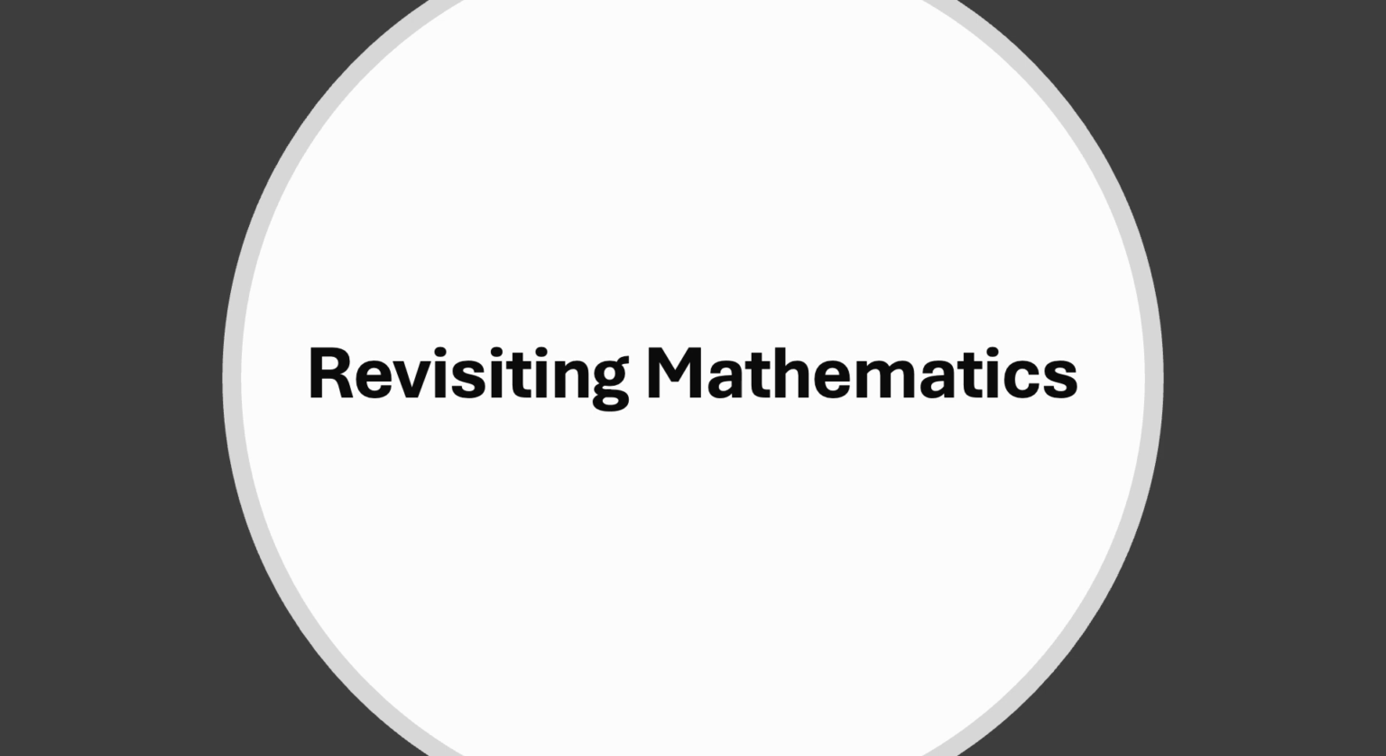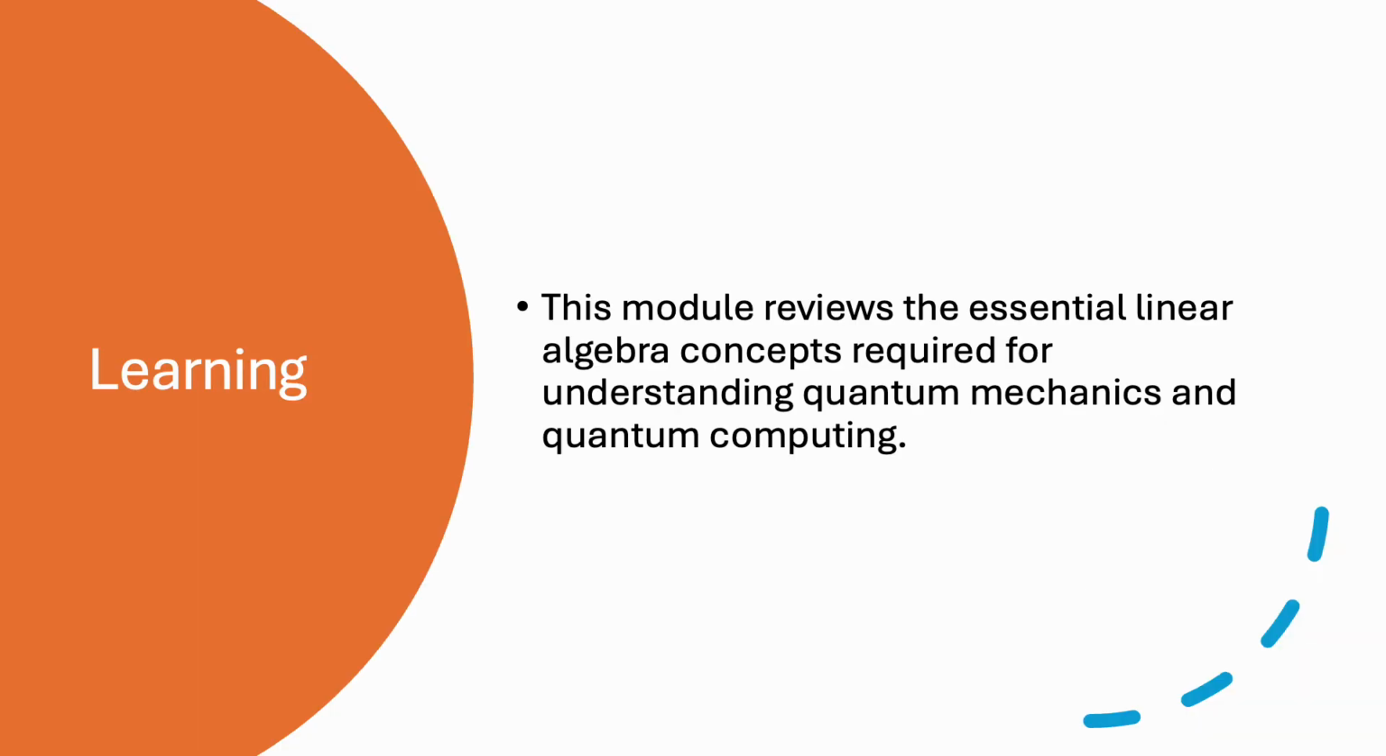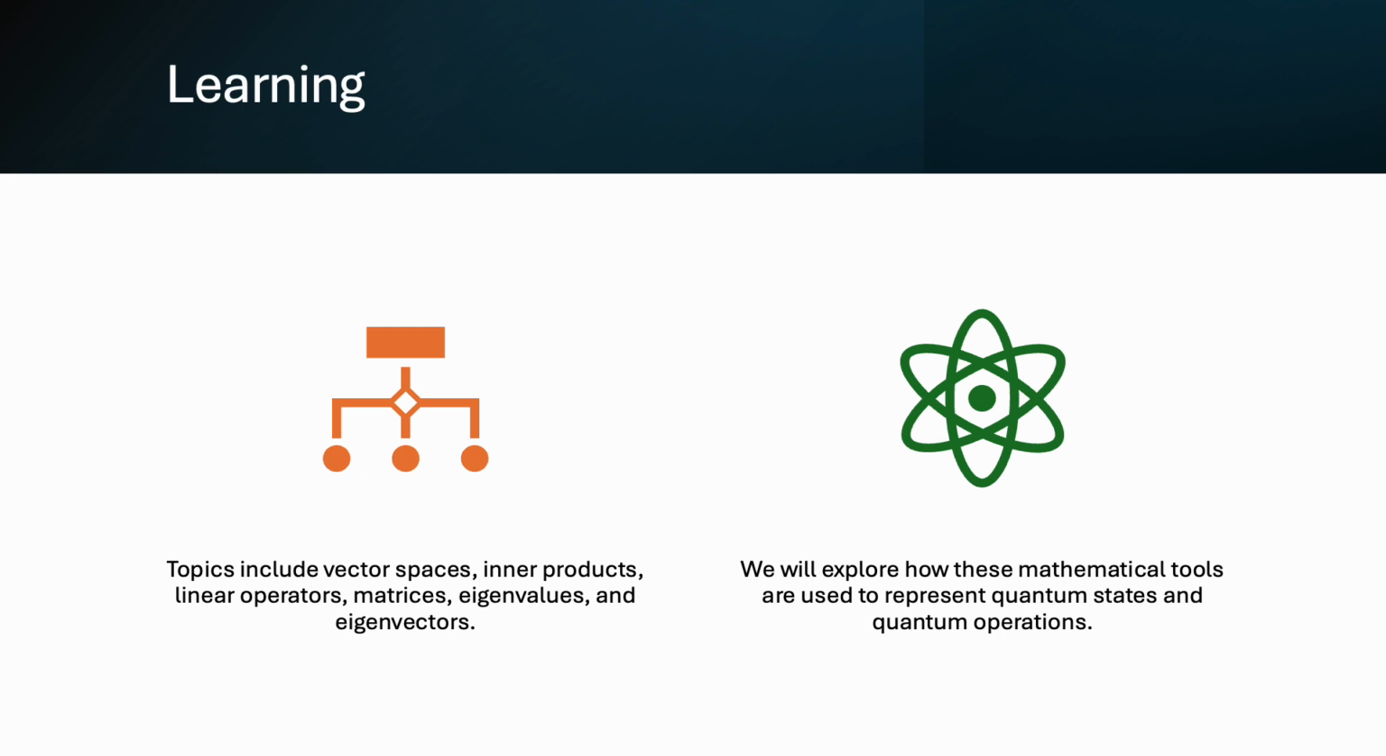So let's dive in. This module reviews the essential linear algebra concepts required for understanding quantum mechanics and quantum computing. Topics include vector spaces, inner products, linear operators, matrices, eigenvalues, and eigenvectors. We will explore how these mathematical tools are used to represent quantum states and quantum operations. We have looked previously at bits and qubits and how the state change can happen. We will be looking at the quantum automata in quite depth in the upcoming lectures as well.